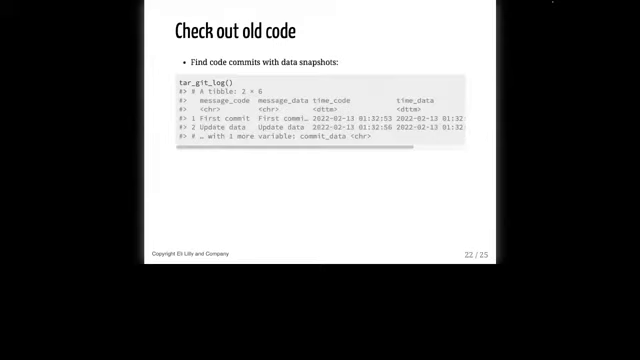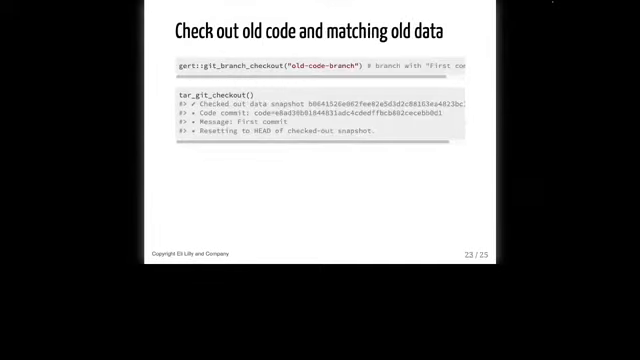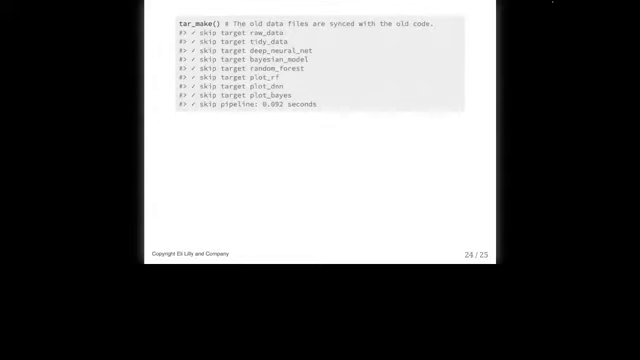For a historical record of the data snapshots you made, use the tar git log function to see which code commits in the current code branch have corresponding data snapshots. And then to roll back the whole project, you can check out an old code commit and then use tar git checkout to retrieve the old data that matches that old commit. If you committed and snapshotted an up-to-date pipeline before, the checked out pipeline will be up to date as well.